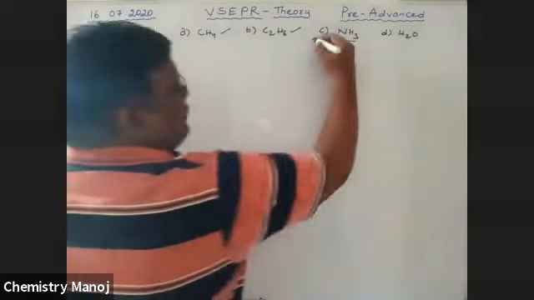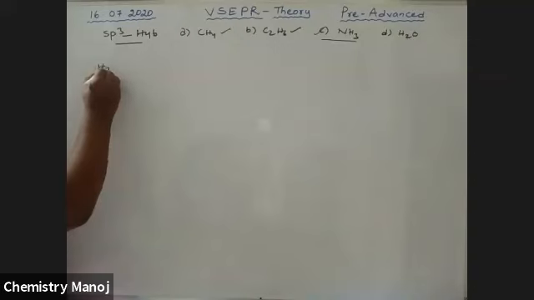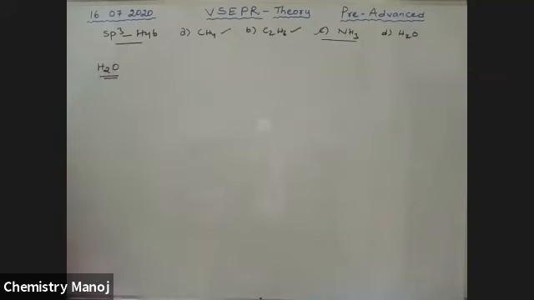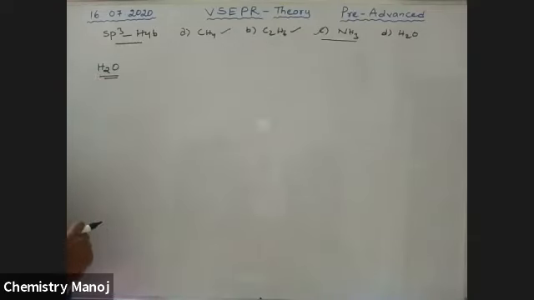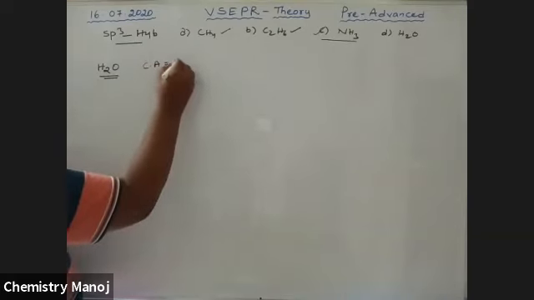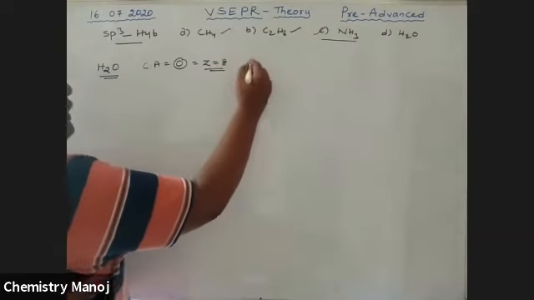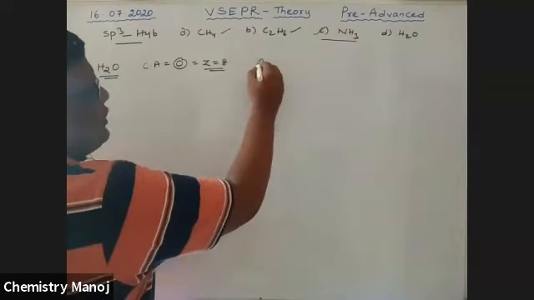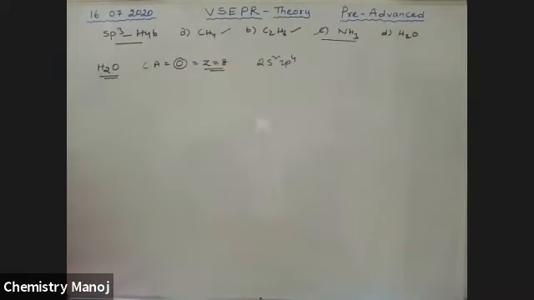This one also completed, boys. Now, water molecule. Here the central atom is oxygen, connected with two bonds to two hydrogens. The central atom is oxygen, with atomic number Z equal to 8. Its outermost electronic configuration is 2s2 2p4.